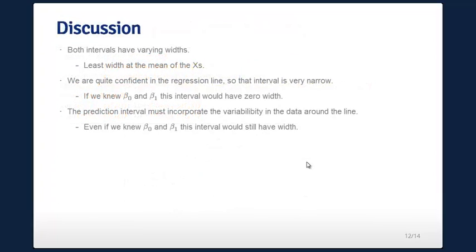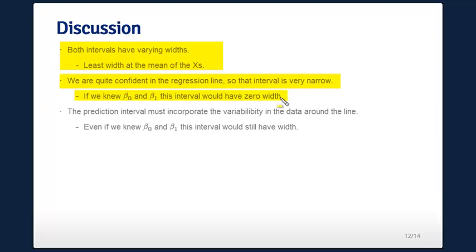Okay, so just to discuss these points on the slides. Both intervals have varying widths depending on how close to the center of the data you are relative to the variability of the x's. So in our specific case, we're quite confident in the regression line, so that interval is very narrow. And in fact, another way to think about it is if we actually knew beta naught and beta 1, this interval would have 0 width. We would know exactly what it is.